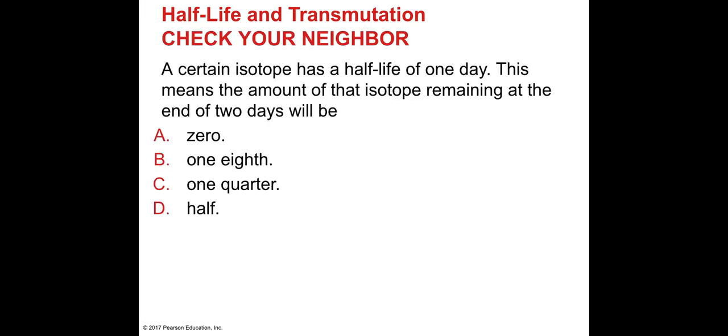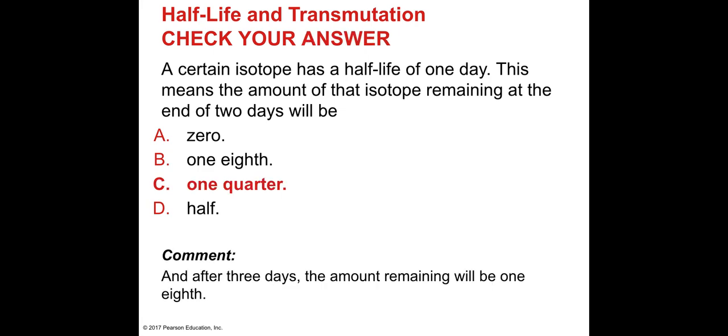So let's check this out. A certain isotope has a half-life of 1 day. This means the amount of that isotope remaining at the end of 2 days will be half. Okay. So if they say an isotope has a half-life of 1 day, this means the amount of the isotope remaining at the end of 2 days will not be half, sorry. At the end of 1 day, it will be half. By the end of the second day, that half will be half again. That's why it becomes 1/4.